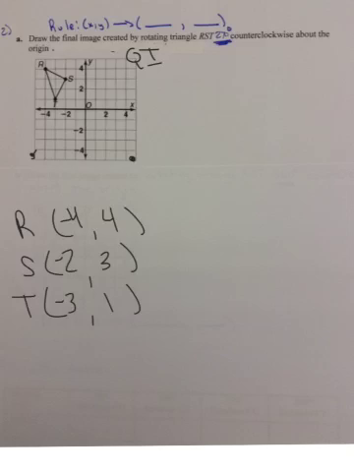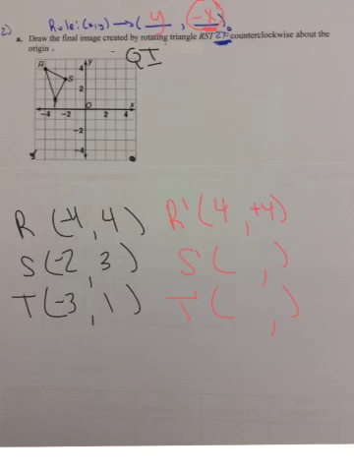So before we name our points, let's look at our rule. Our rule is x, y, and this is going to become y, negative x. So that means we're going to change the order. The y is going to come first. Remember, the negative means we're going to change the sign. So we're going to have R prime, S prime, and T prime. In our formula, y is first, so that means we're going to change the order. So we had 4, negative 4. The negative x means we're going to change the sign. So this negative 4 is now a positive 4.